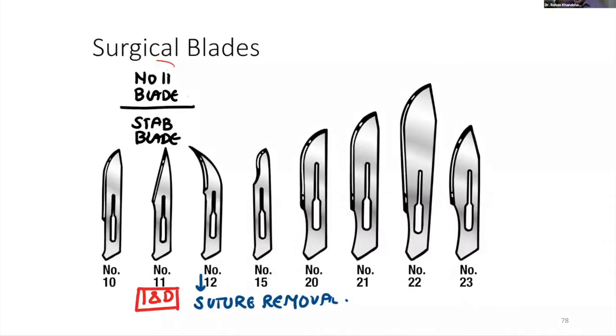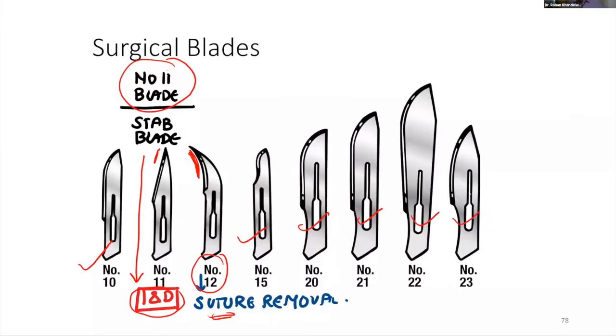Number 11 is the stab blade. It is used for incision and drainage. This is pointed. This is a stab blade used for incision and drainage. Number 12 blade is curved, and this is used for suture removal. All the other blades, that is 10, 15, 20, 21, 22, and 23, all of these are used for making incisions.